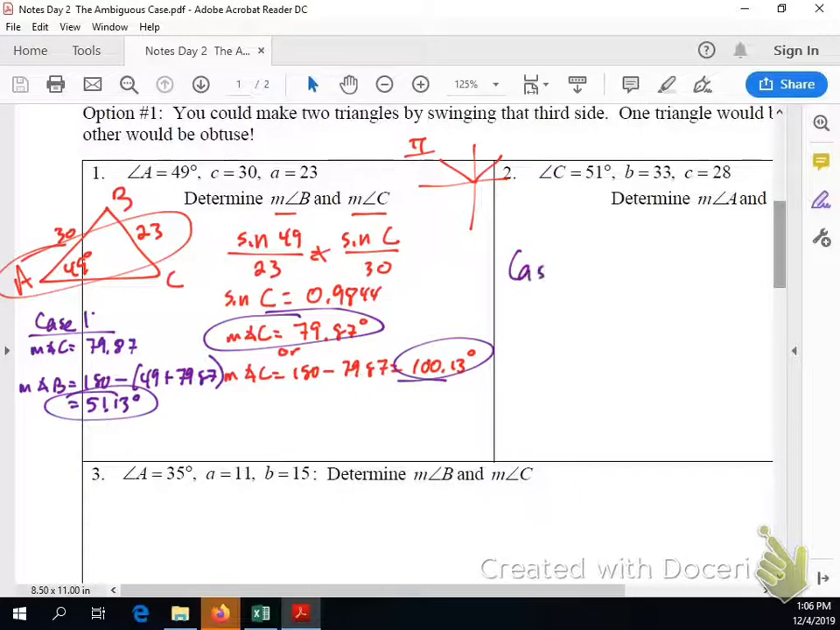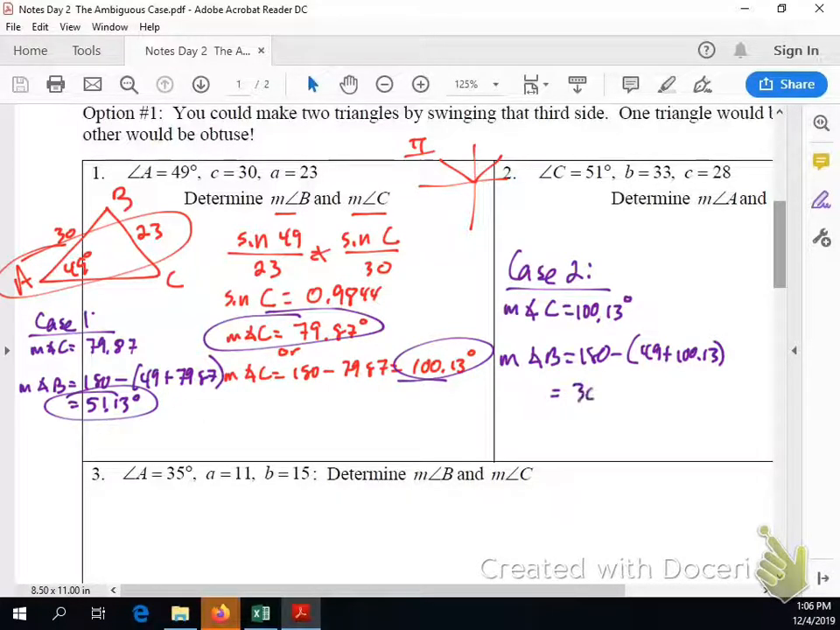Now, there's a second case, though, right? Because I just said here's the other one. So the other case is when the measure of angle C is 100.13 degrees. If that's the case, then we find the measure of angle B the same way. We take 180 minus, and we've got to do 49 plus 100.13. And when we do, we get 30.87.